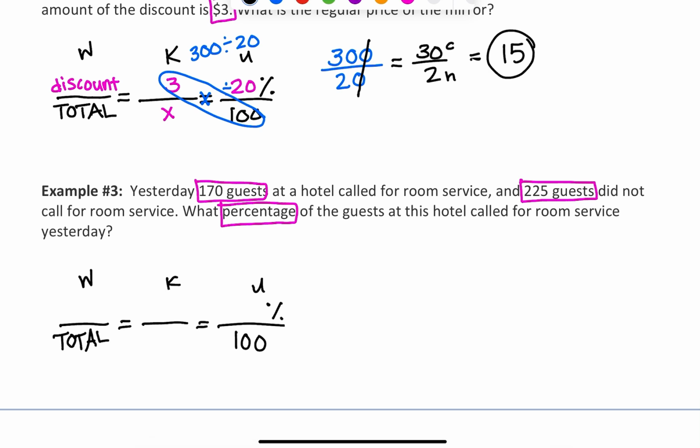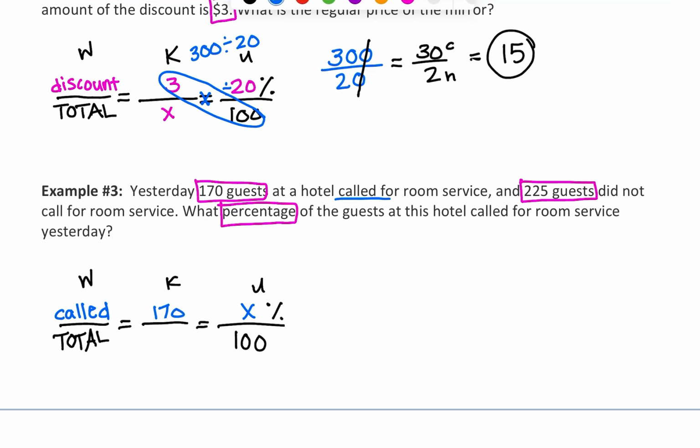But do I have a percentage? No, I don't. 170 and 225, they don't have percent signs. If it doesn't have a percent sign, it's not a percent. So this time, X is my percentage, okay? And it says, what percentage of the guests called for room service? So the word for X is going to be called. We want the people who called for room service. And then we're gonna reread the sentence and figure out how many people that was. So it says 170 guests called for room service. So 170 is my part.